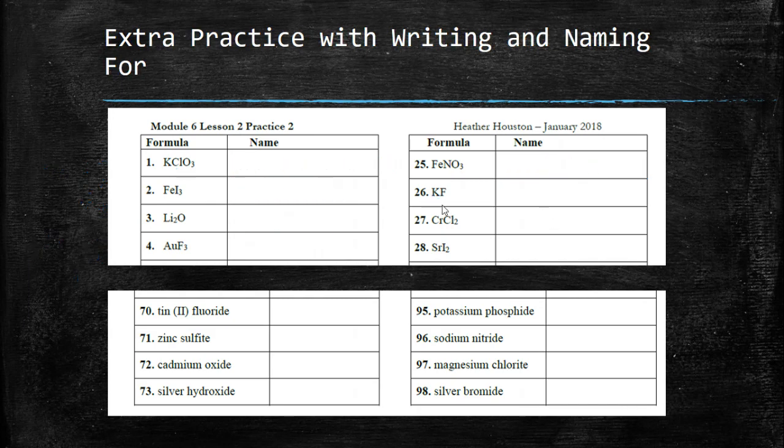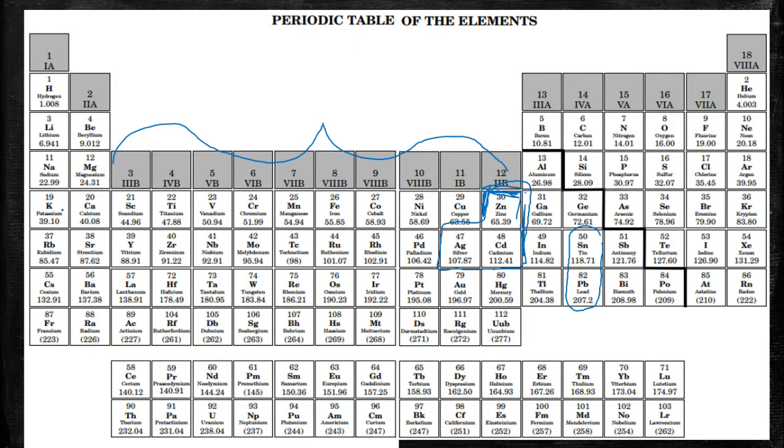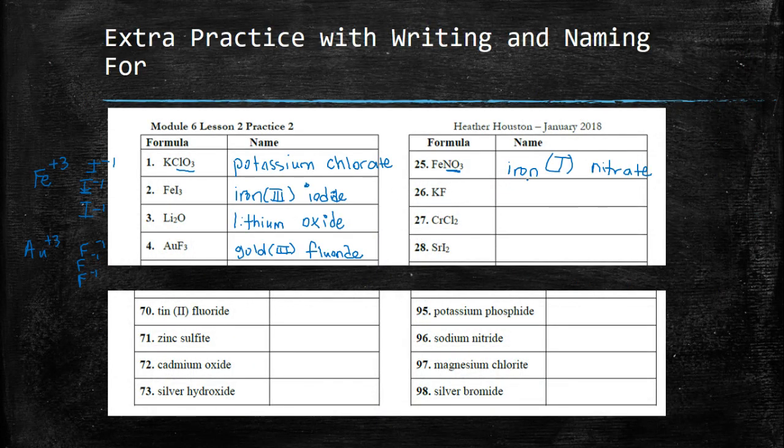Okay, K and F. Potassium's right here. It's an A group. It's a representative group, so I don't need any Roman numerals, no extra work. So this is called potassium fluoride.